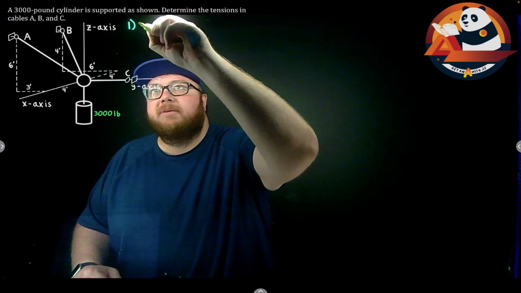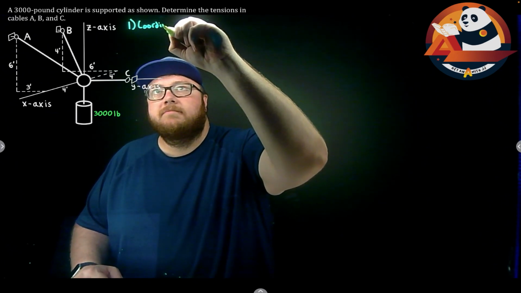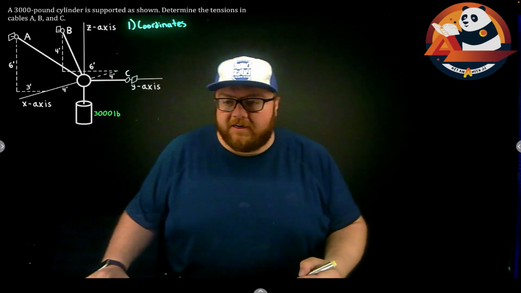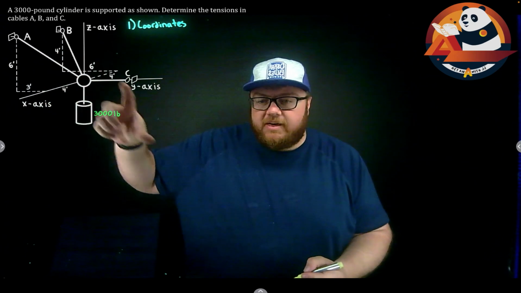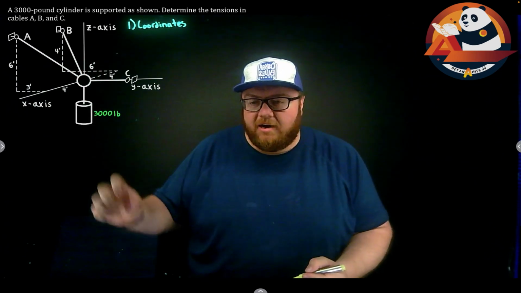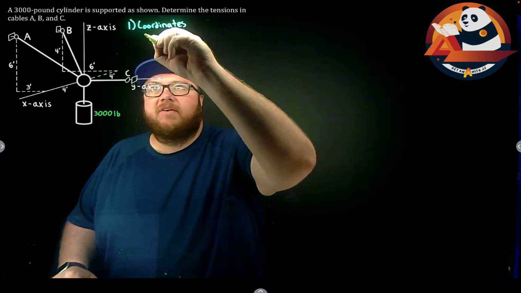So my first step is to clearly document the coordinates. What are the coordinates that we are looking at in here? I'm going to need coordinates for A, B, C. The center of our ring here is just the origin for us, so it's 0, 0, 0. We don't really need it, but let's get the coordinates for everything in here.